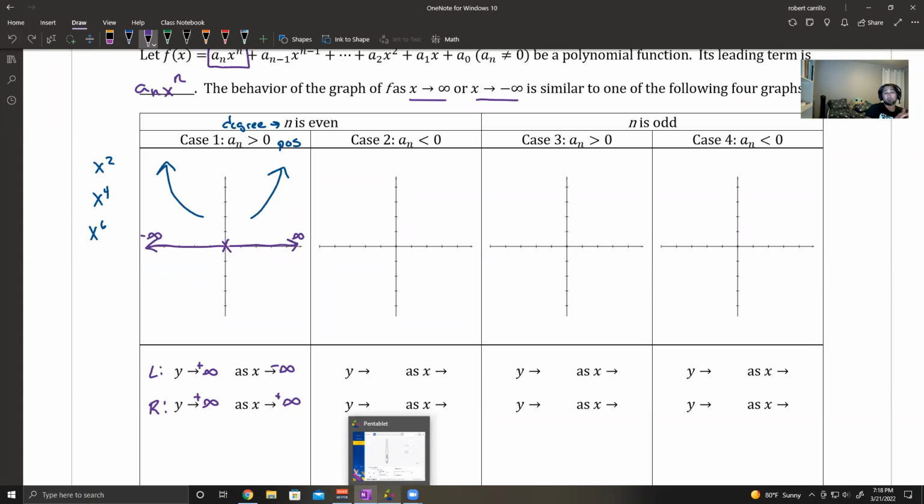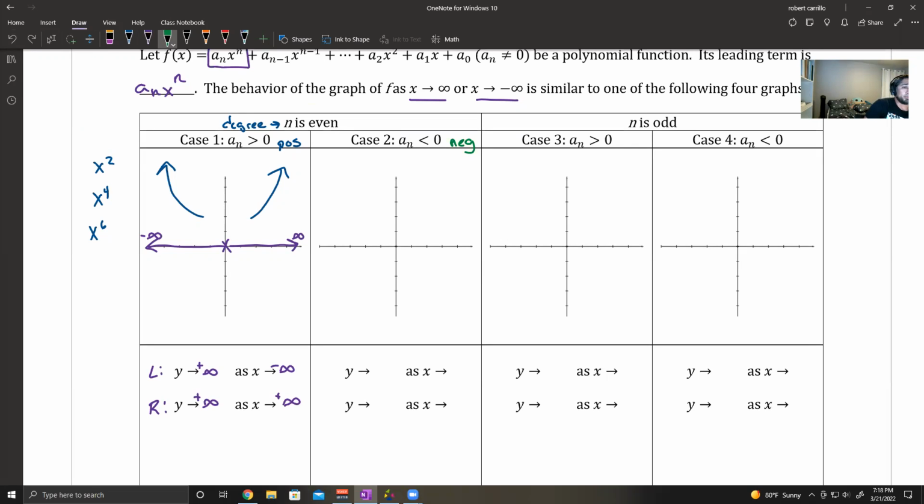Now, let's look at case two. Case two is still an even degree function that is now negative, so less than zero. We know it's an even degree because that's what it's categorized under, so n is even. That component is critical in knowing where you're headed with your tails, with your end behavior.